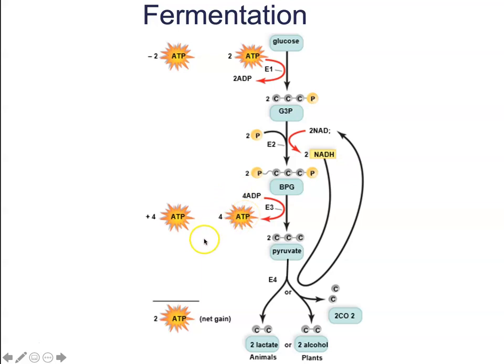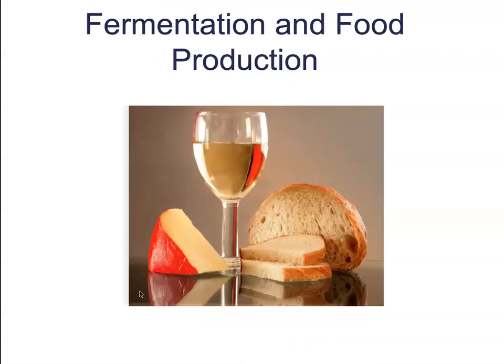So the process of fermentation yields only 2 ATP. 2 ATP is significantly less than the 36 or the 38 ATP that we could have gotten if we had undergone the process of cellular respiration. So why would we do this?